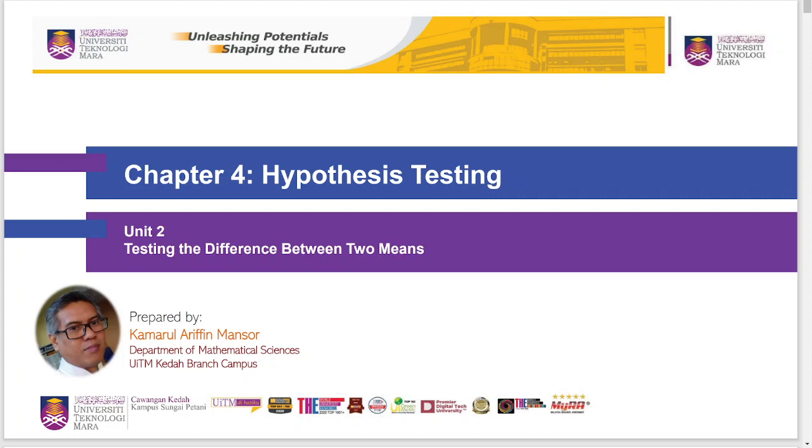Okay, so let's continue with our discussion for chapter 4, hypothesis testing, or unit 4 hypothesis testing. This is the second part of chapter 4, where we're going to look into how to test the difference between two means. In part 1 we looked at how to perform hypothesis testing for one sample. But right now, we're going to look at two samples.